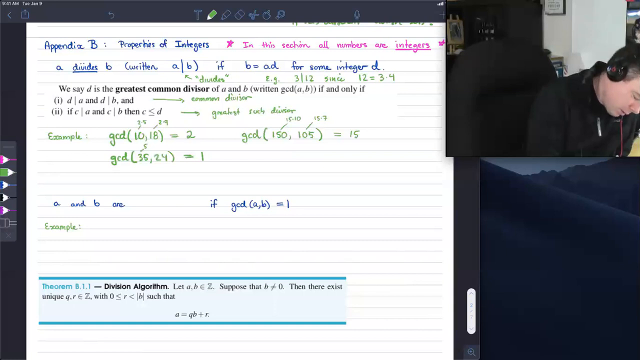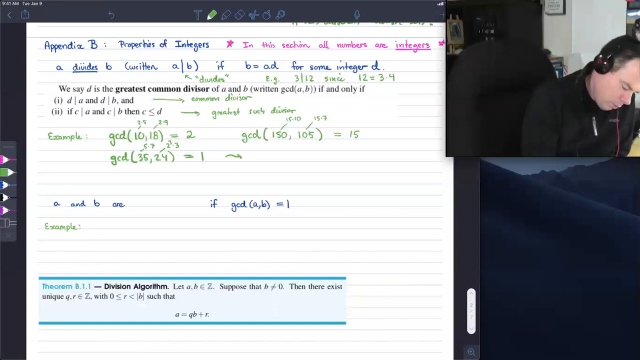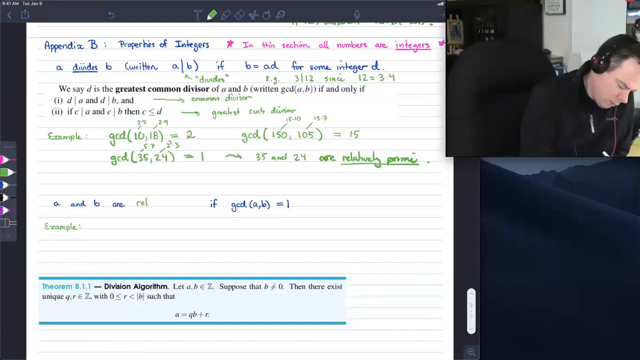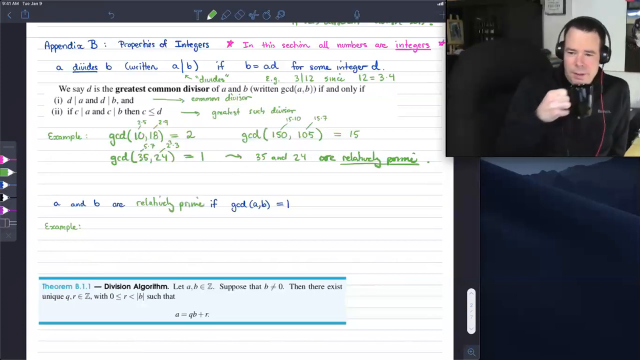Again, we could find this by saying, oh, that's 5 times 7, and I'll write it like this, 24 is 8 times 3, so it's 2 cubed times 3, and there's no common factors there. And we refer to these as relatively prime. There's no common factors, and so we just call them relatively prime. That's a technical term, and I'll just write it down here. A and B are relatively prime if and only if their GCD is 1. And that's going to be important for us.